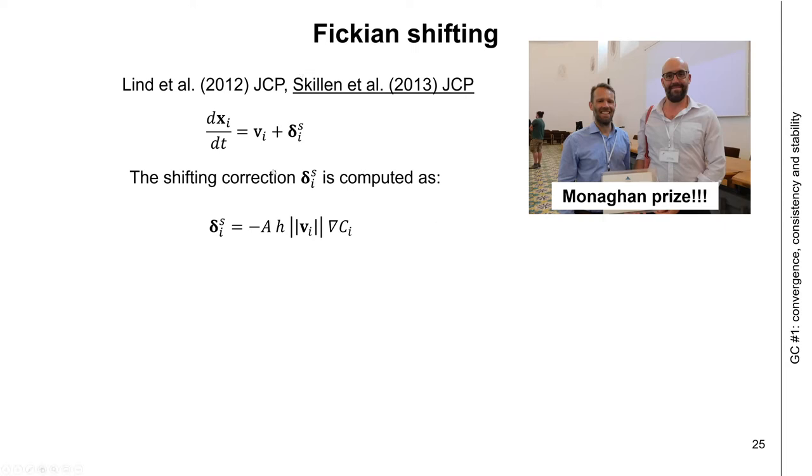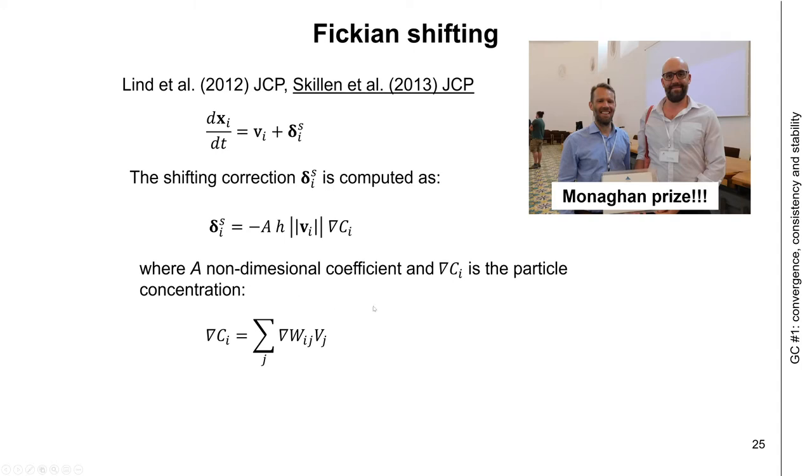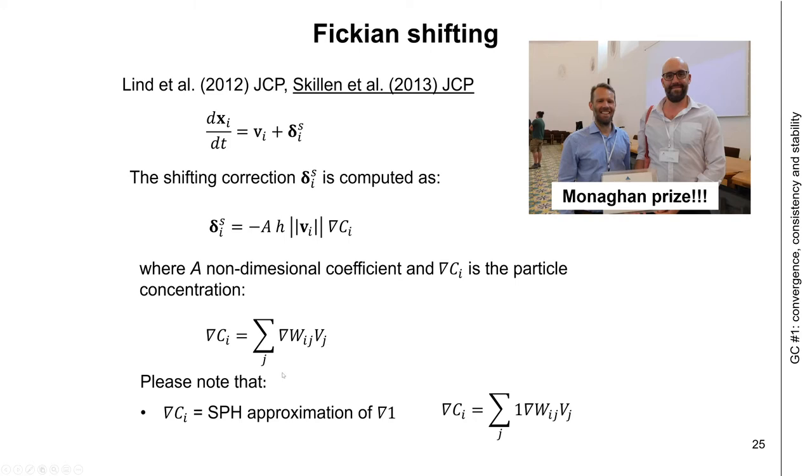Well, basically, the correction here is proportional to the gradient of C. And C is the particle concentration. So basically, you are correcting the particle position by a quantity that is proportional to the gradient of the particle concentration. And the particle concentration is obviously computed using this very simple SPH summation. Mathematically speaking, this particle concentration can also be seen as the approximation of the gradient of one, by simply rewriting it like that.